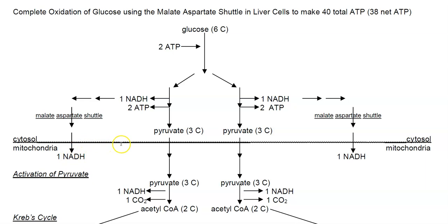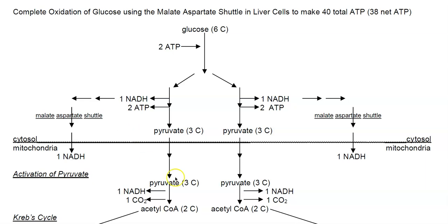Mitochondria is a membrane-bound organelle, which means that only small nonpolar molecules can pass through it directly. So therefore, the NADH, being a large nucleotide, it's got sugar, it's got phosphate, it's got a nitrogenous base, it's got some energy on it. It's a very polar molecule.